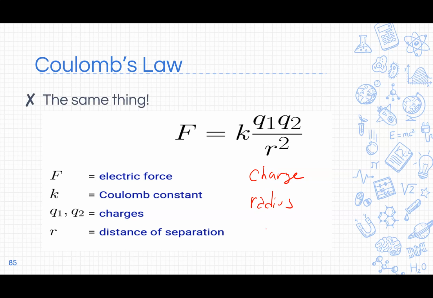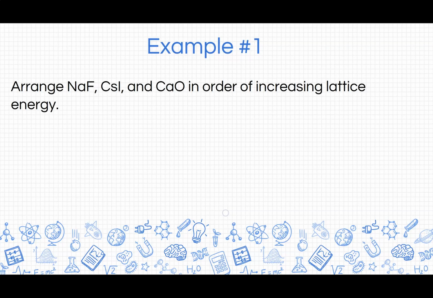So let me show you what I mean here. That is the same thing as electrostatic force. Okay, so arrange NaF, CsI, and CaO in order of increasing lattice energy. This would be an example of the problem that they're going to ask us. Nothing that's going to involve crazy math. So sodium is a +1 ion. Fluorine is a -1 ion. Again, I should really say 1 plus, 1 minus. Cesium and iodine, 1 plus, 1 minus. Calcium and oxygen, 2 plus and 2 minus.